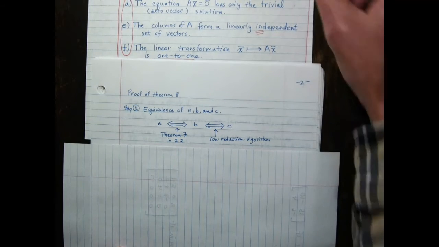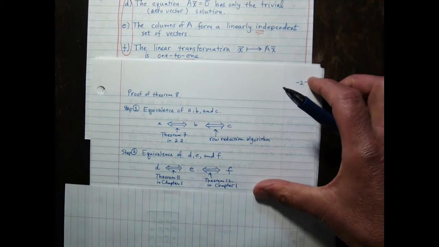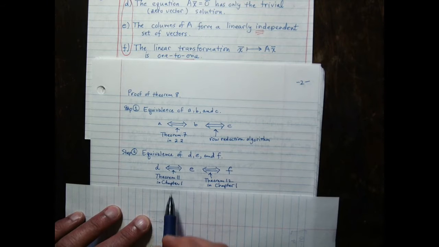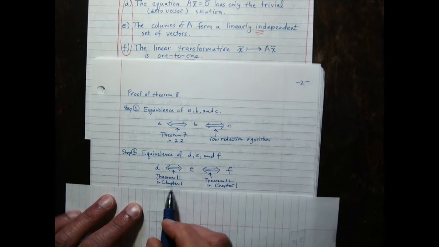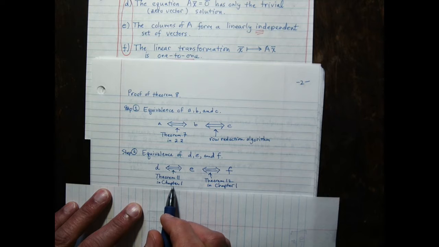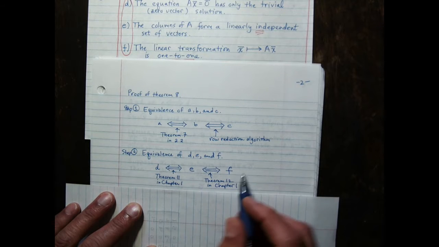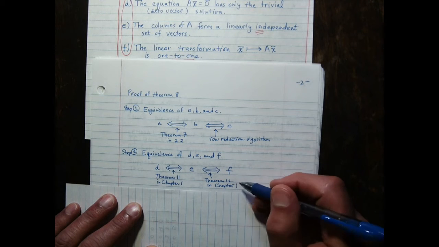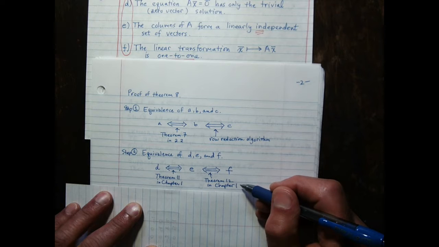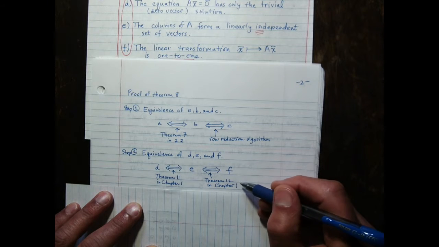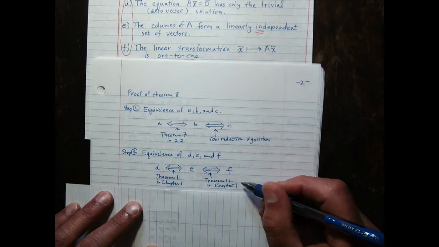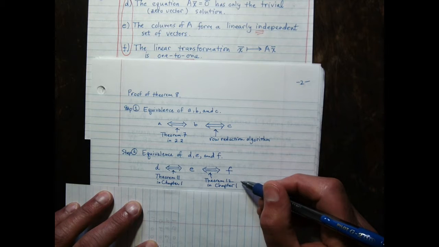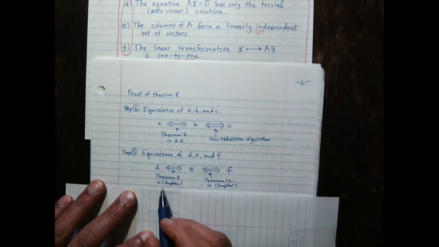What about the equivalence of D, E, and F? Well, D and E are equivalent because, really, we showed that back in chapter 1, theorem 11, if you look back at that section. And E and F are equivalent. That was theorem 12 in chapter 1, right near the end of the chapter where we were talking about one-to-one and onto linear transformations. So refer back to those theorems if you want to see why D and E are equivalent and E and F are equivalent.